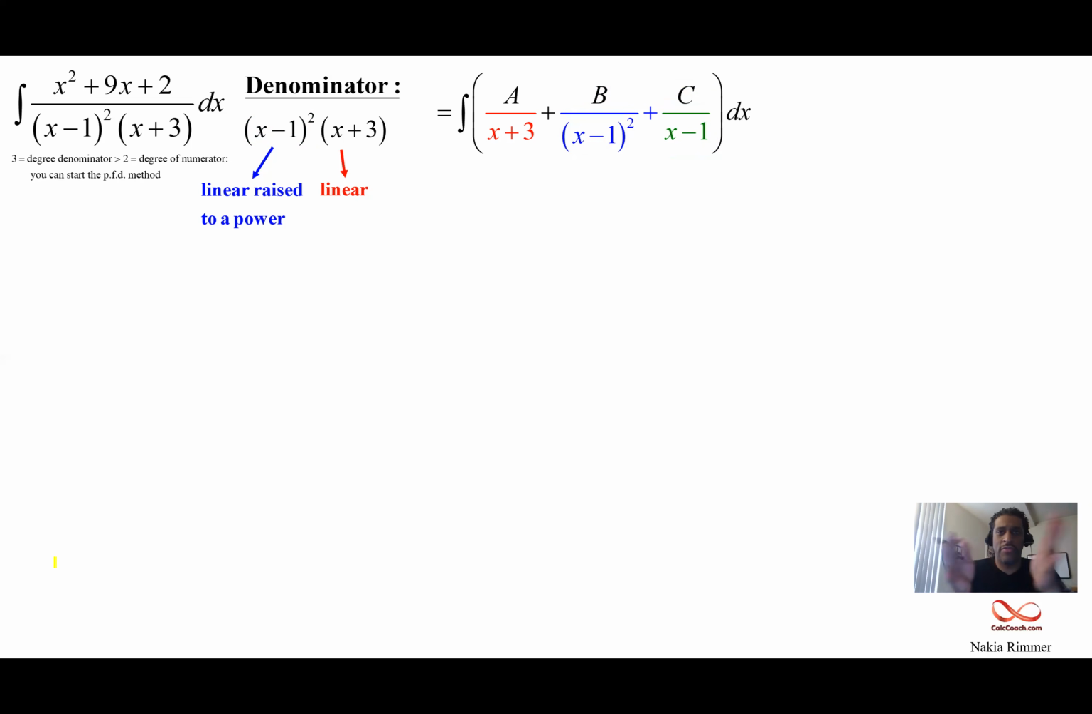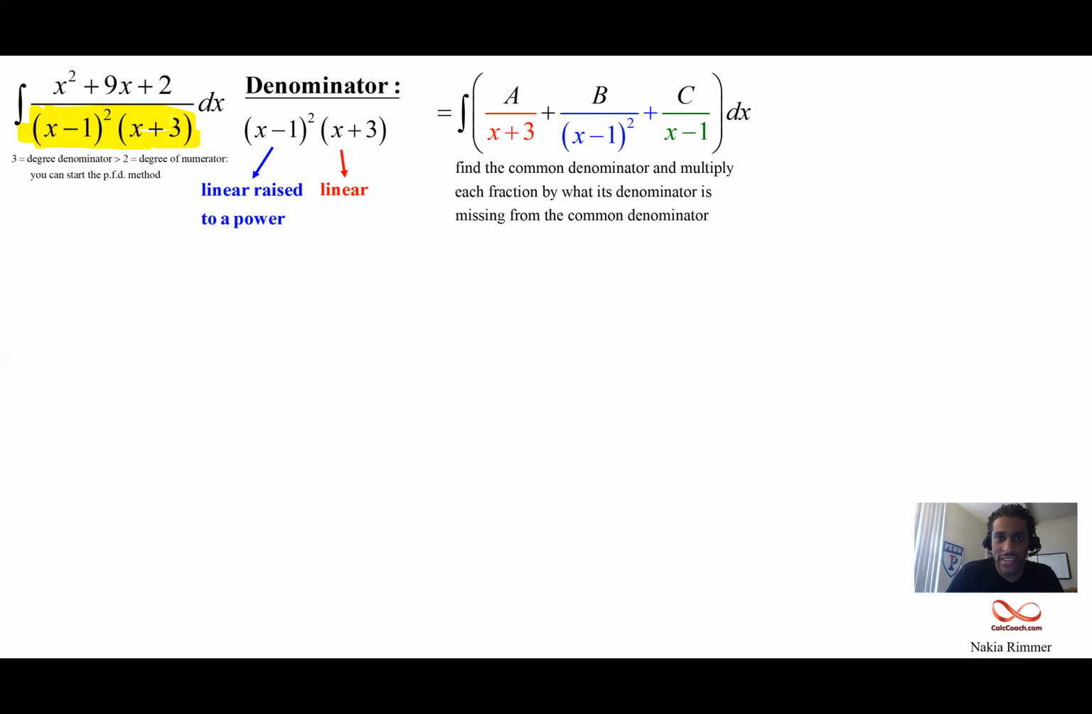Imagine trying to put the fractions back together. You have 3 fractions, you want to put them into one fraction. It's all about having this common denominator. Well, what's your common denominator? It's the same denominator you started with. That's the guy you have to get to. How do you get to that guy? You multiply by what you're missing.